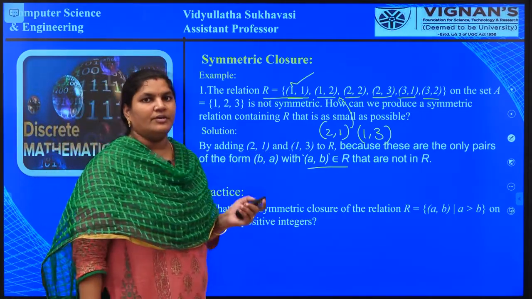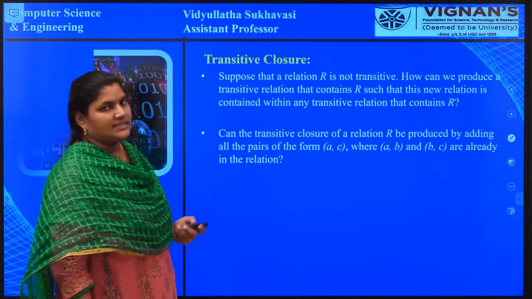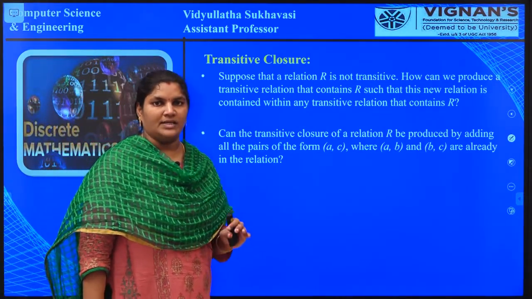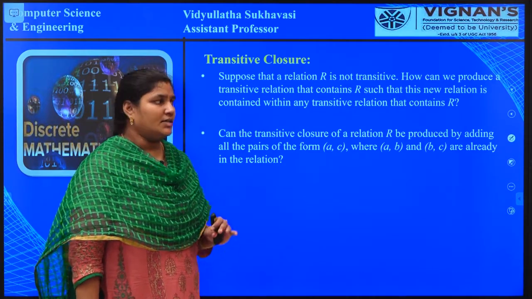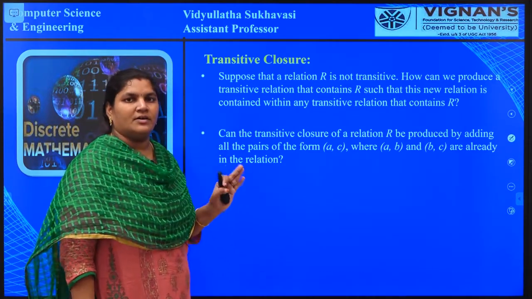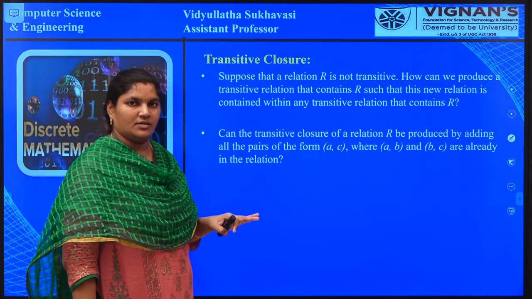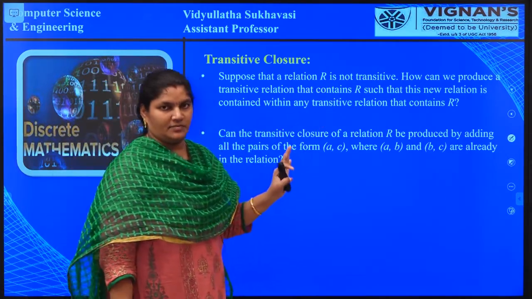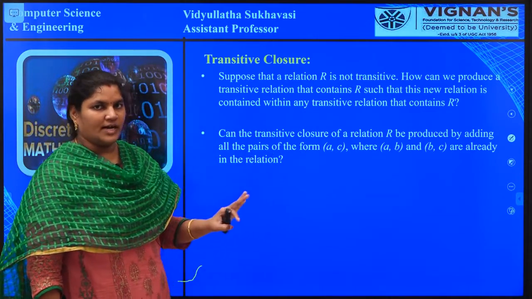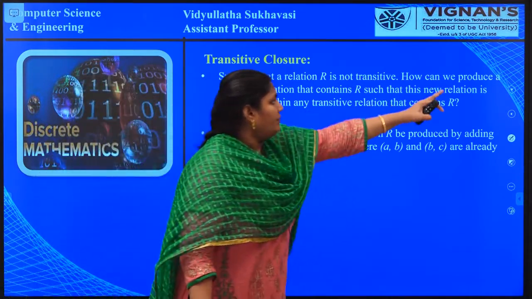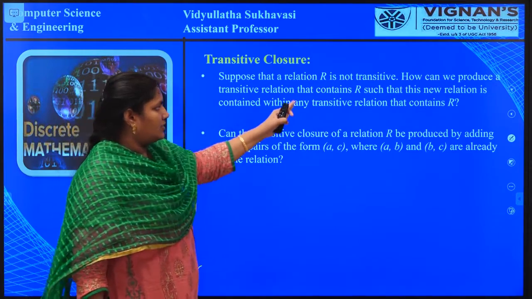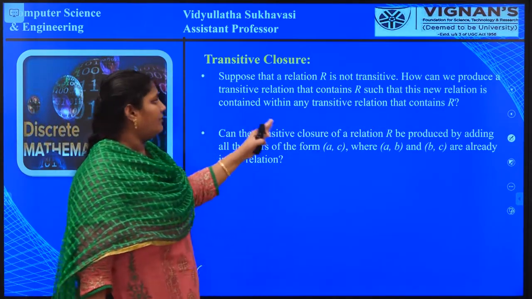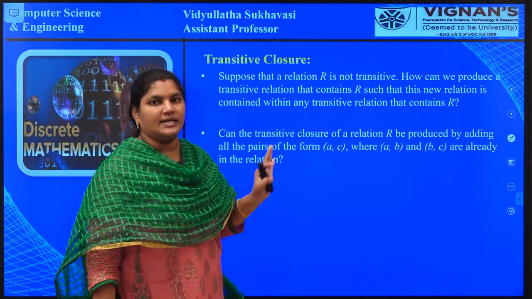Okay. So now next we will see transitive closure. So here also we are going to apply the same procedure, but here it is somewhat complex to apply. Suppose that a relation R is not transitive. So the given relation R is not transitive. So how can we produce a transitive relation that contains R such that this new relation is contained within any transitive relation that contains R?